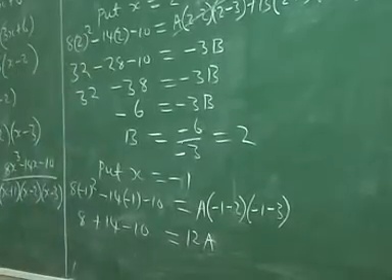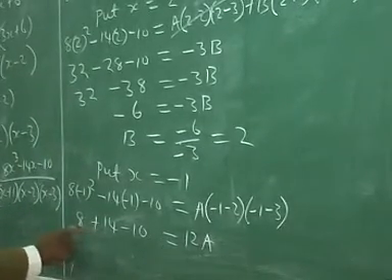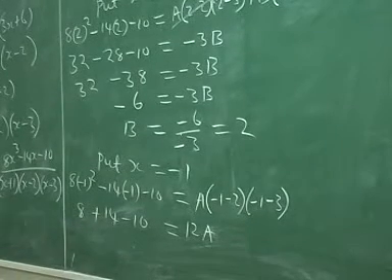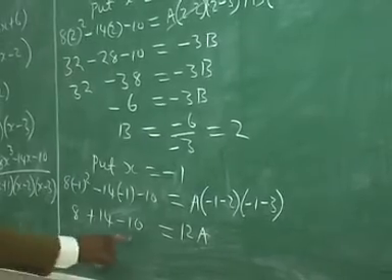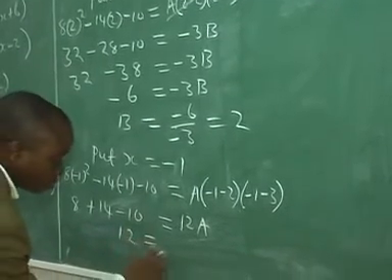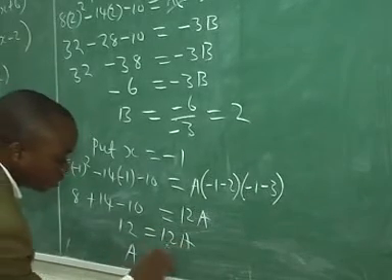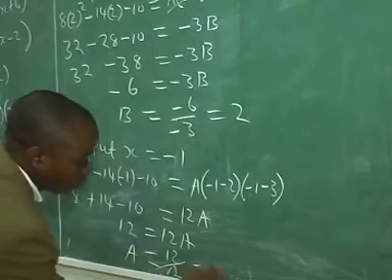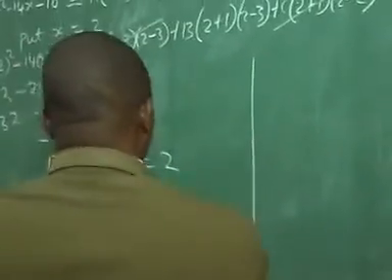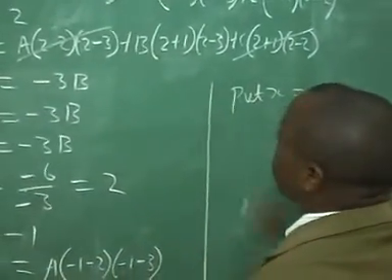So what we have here is 14 plus 8. 14 plus 8 is 22. 22 minus 10 will give us 12. So 12 is equal to 12a. Meaning that a is equal to 12 all over 12, which is 1. So a is 1.